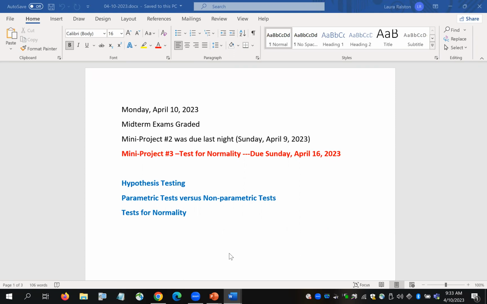The topics that we're going to get into today are hypothesis testing. We're going to talk about the difference between parametric and non-parametric tests, and then also look at the test for normality. It's not plural, it's just one.